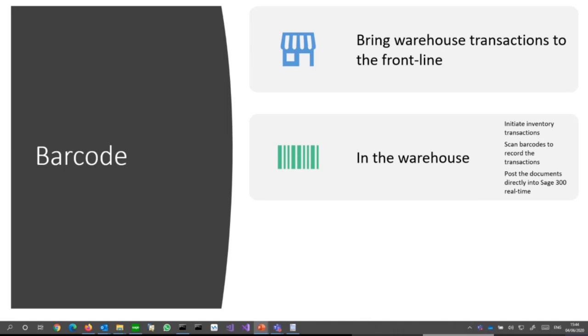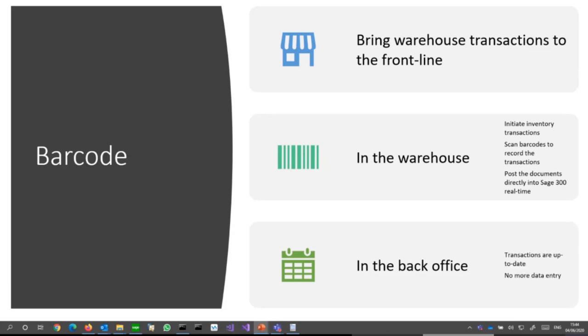So the beauty of that is while I'm picking goods or receiving goods within the warehouse, once I do all the counts and stuff like that, the transactions are already posted into 300. And in the back office, of course, there's nothing else to do because all the transactions are already up to date and there's no data entry needed in the office. It also keeps the stock information almost real time within the Sage 300 system.